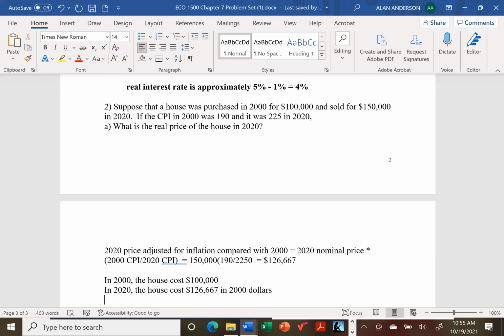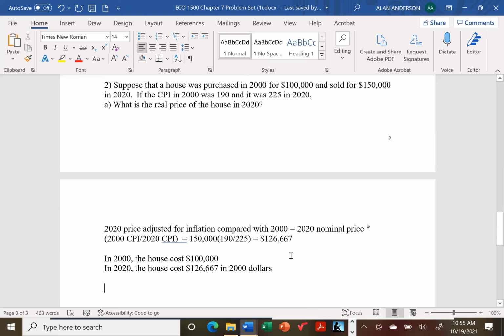Using the same dollars, the price actually has only gone up to 126,667. The rest of that increase was due to inflation. So while it may seem like the house gained in value quite a bit, and it did in nominal terms, it's not quite as much in real terms. In other words, imagine you bought this house in 2000 and you sold it in 2020, and you hope to use this money to retire on, or at least help retire. Purchasing power wise, you've gained 26,667. In terms of nominal dollars, you've gained 50,000. All right. Now, that's part A.